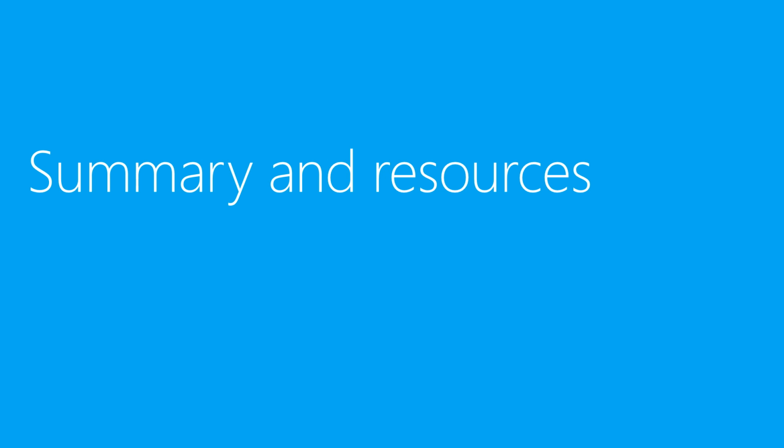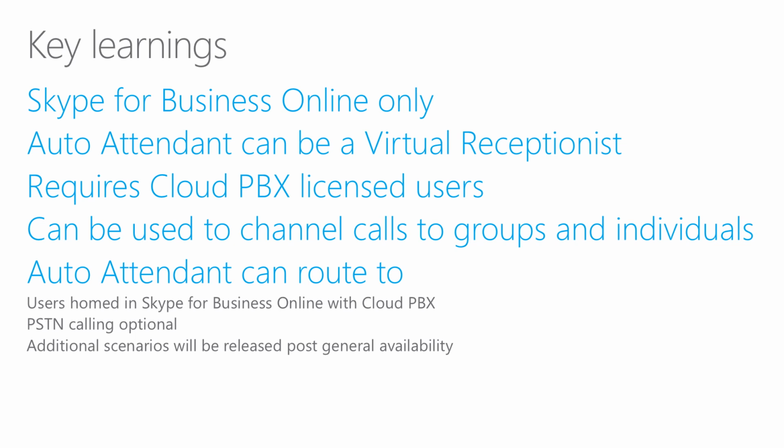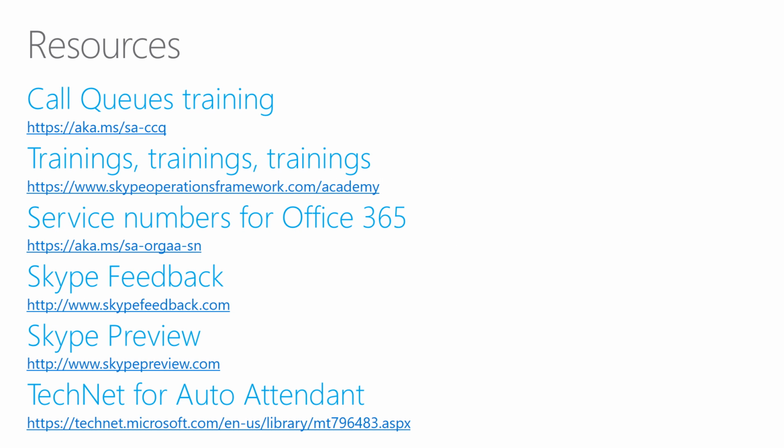So a summary and resources. Our key learnings: we learned that auto attendant is for Skype for Business Online only right now. Auto attendant can be a virtual receptionist. It requires Cloud PBX licensed users. It can be used to channel calls to groups and individuals. And they can route to users homed in Skype for Business Online enabled with Cloud PBX. PSTN calling is optional and additional scenarios will be released post general availability.